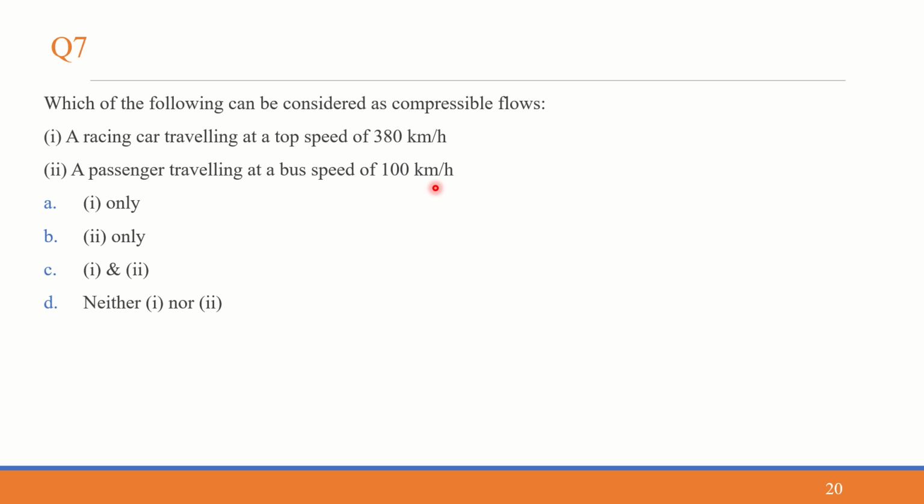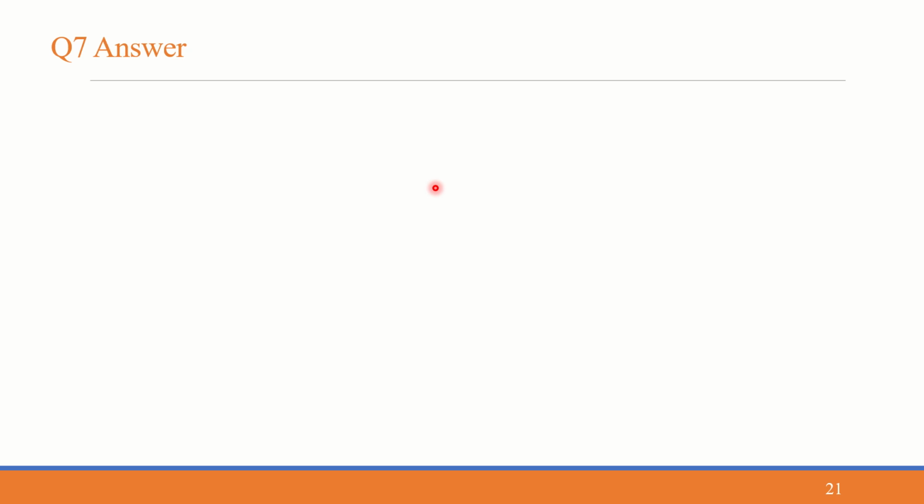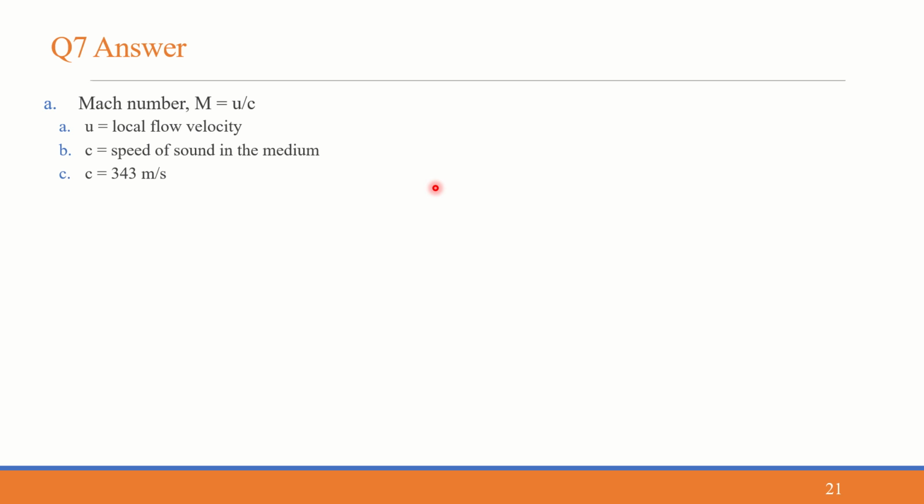Answer is actually option A. Only one is the right answer. We will see how in the next slide. As I mentioned, compressibility here is a flow property, so we need to identify the Mach number.